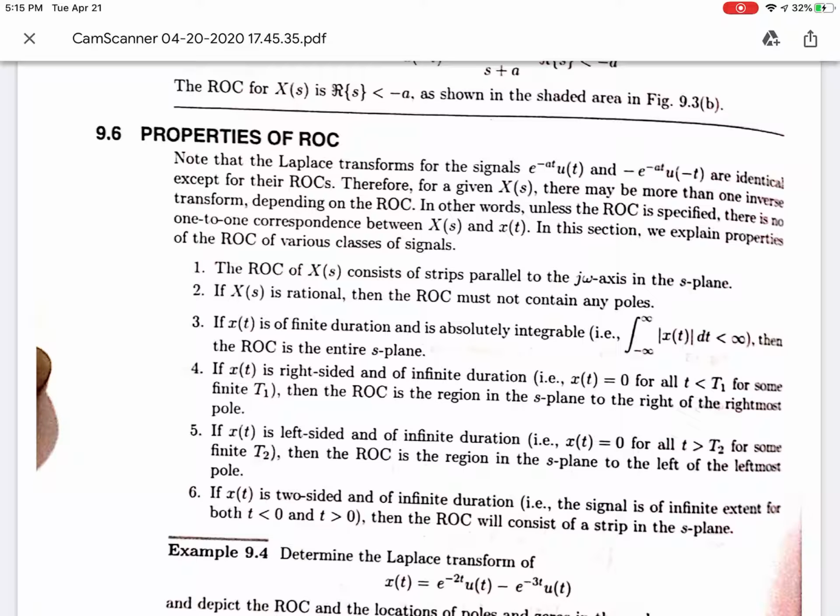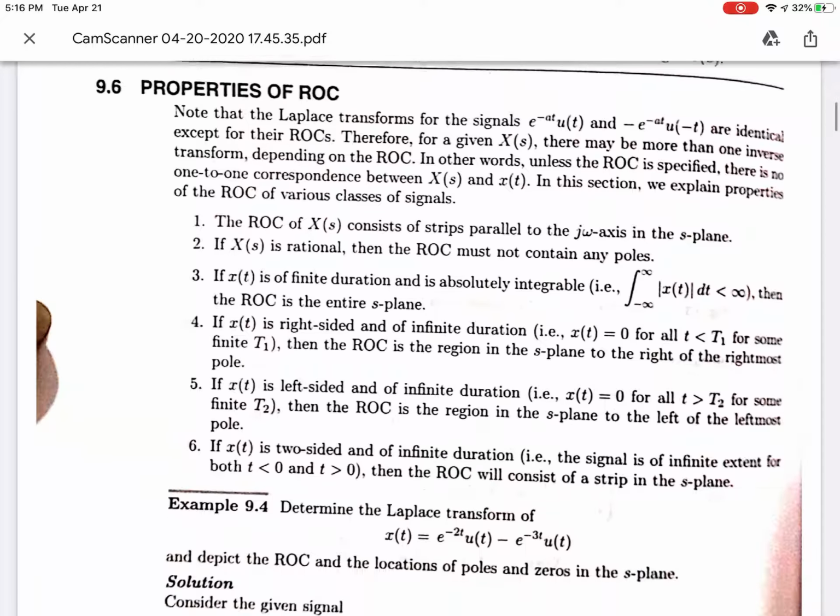Hello everyone, in this video we are going to discuss various examples based on the properties of ROCs. The various properties have been discussed in the previous lecture. So come to the first example.